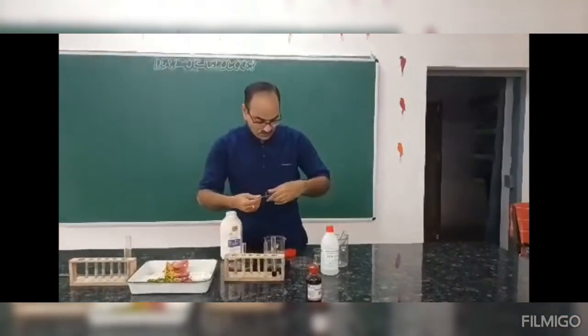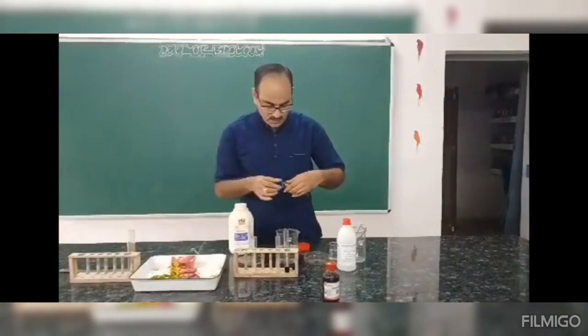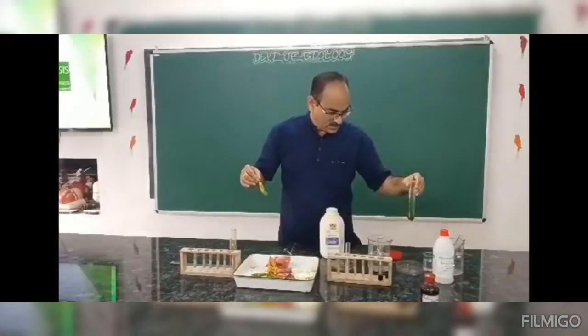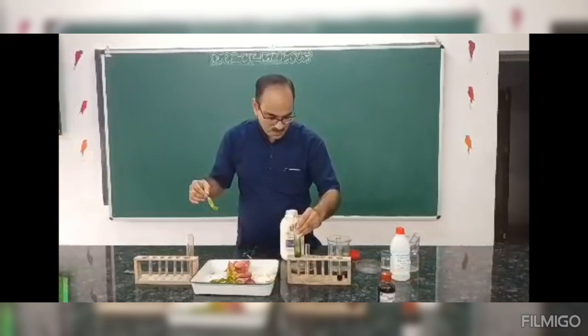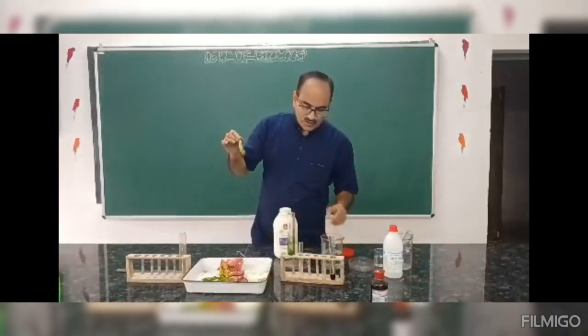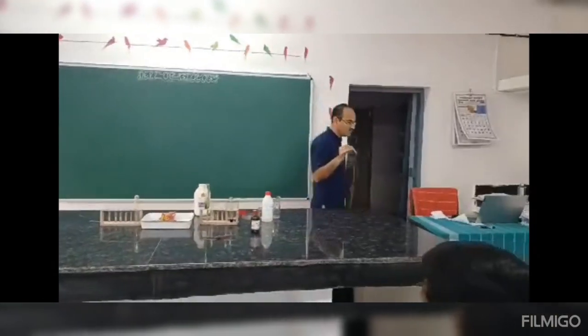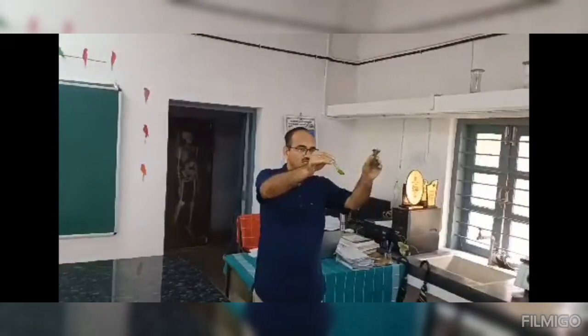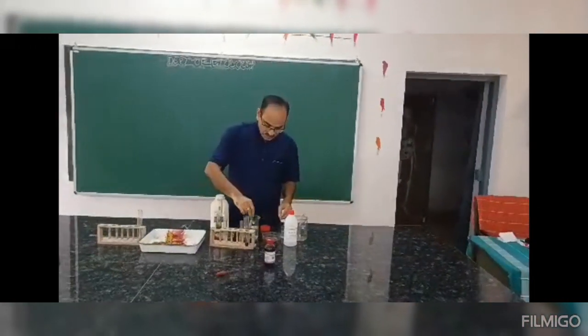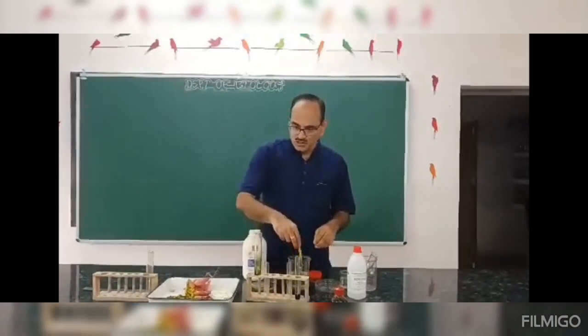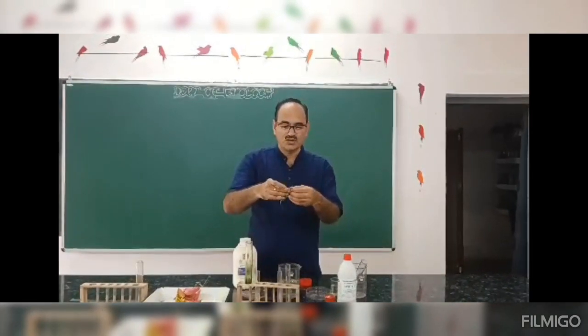Now I am removing this leaf. Now it has lost the color, isn't it? Why did it lose color? Earlier the leaf was green, and now you can see the change of color. Now I am dipping that in cold water. So can you tell why I am dipping it in cold water? To make it soft. Okay, now it is soft.